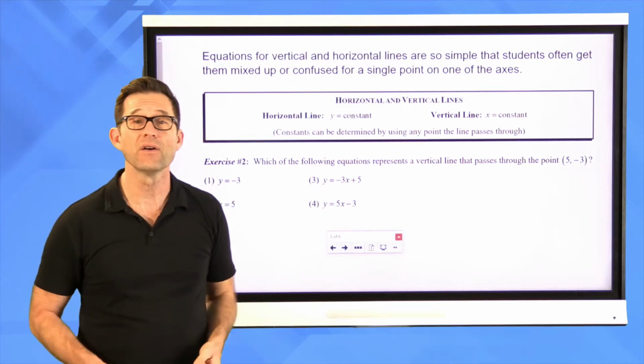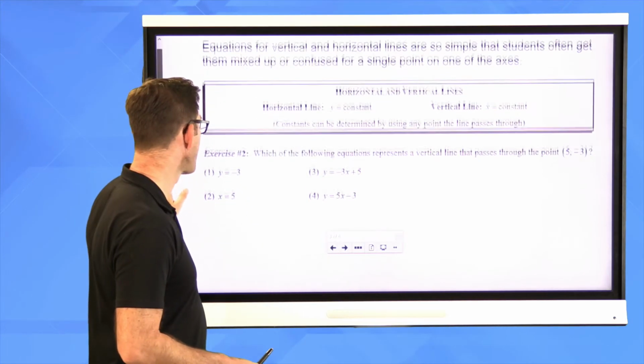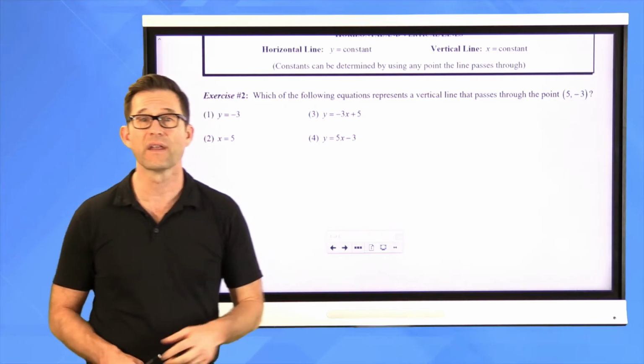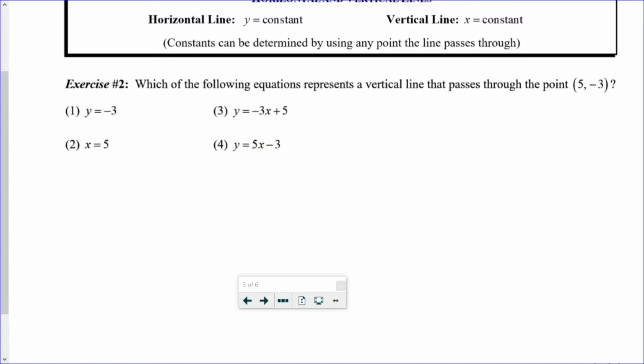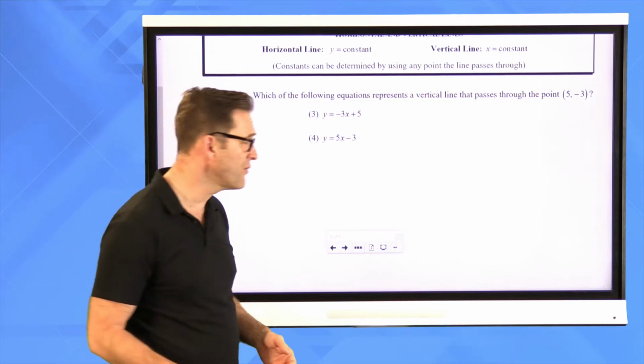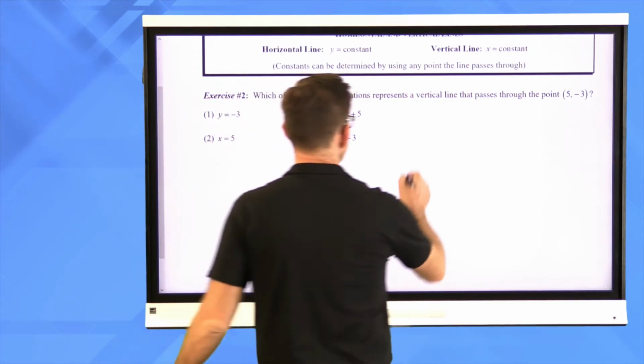So let's take a look at a pretty simplistic problem on that. Let's take a look at exercise number 2. Which of the following equations represents a vertical line that passes through the point 5, 3? Well, I mean, just try to picture this, right? We can even draw a little sketch of it, and I always encourage you to do that on a problem like that.